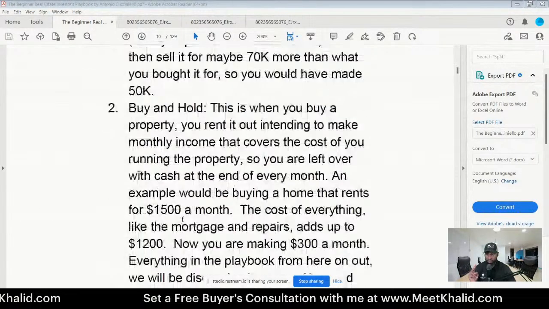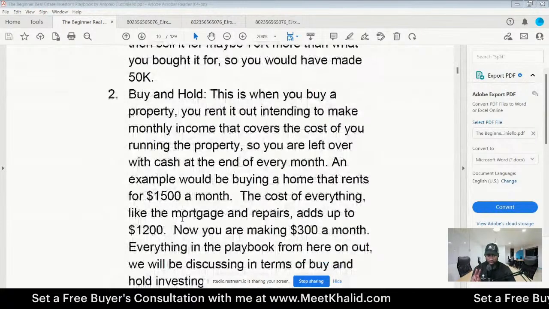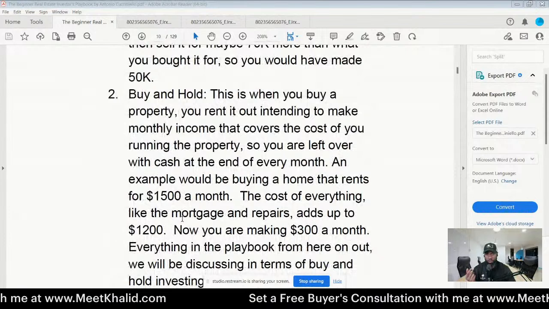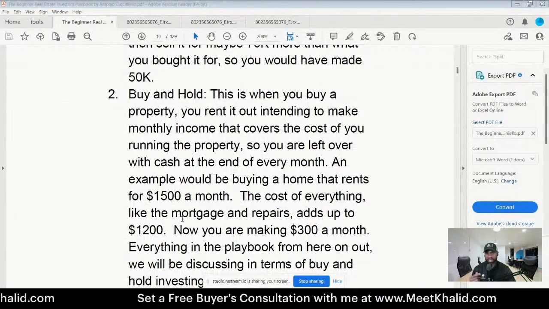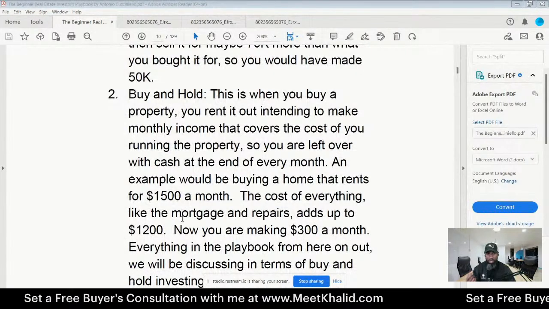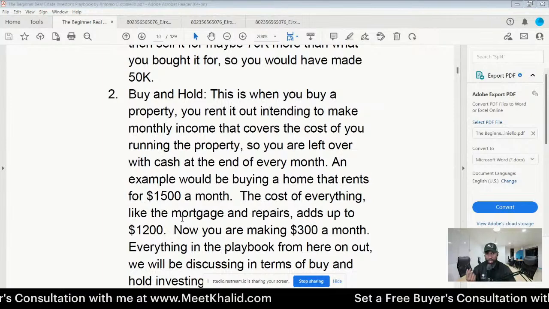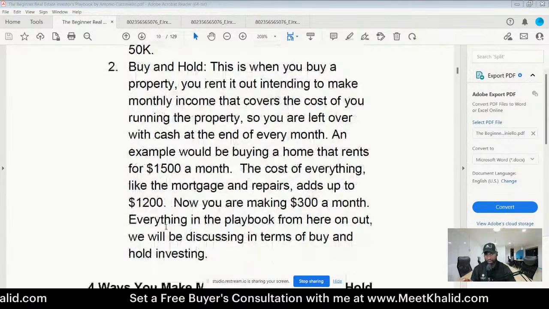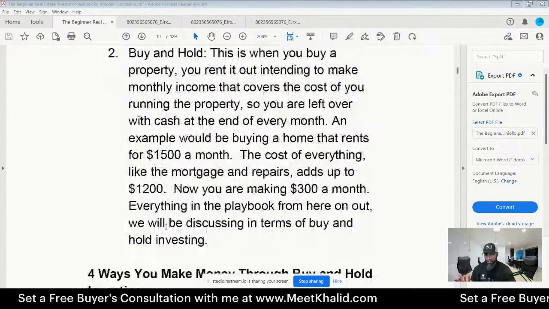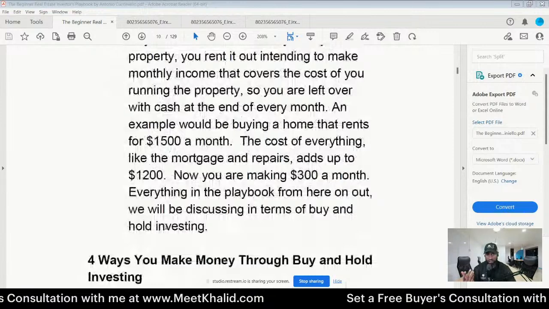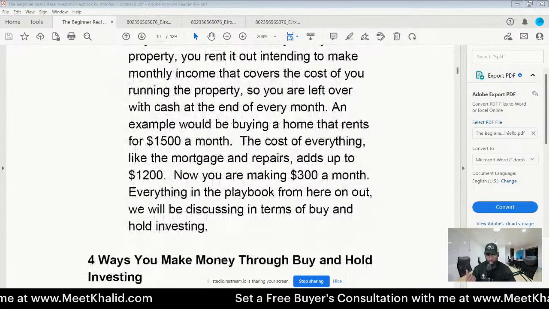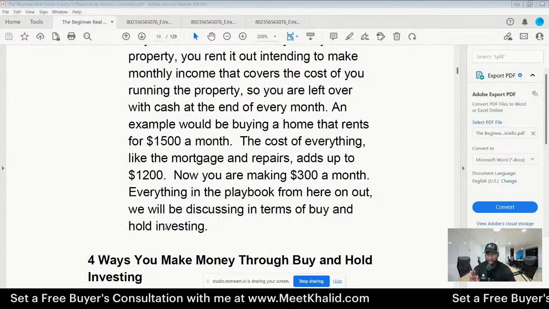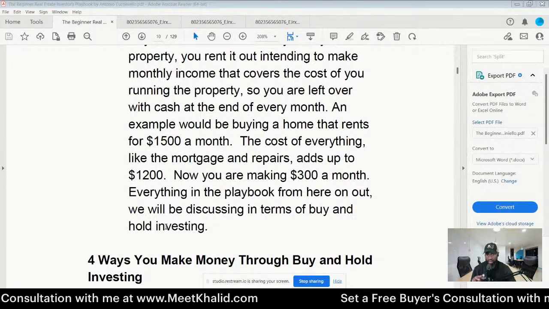The second type of real estate investing, which we're going to focus on, is buying and holding. Now it says this is when you buy a property, you're renting it out, intending to make monthly income that covers the cost of running the property. So you are left over with cash at the end of the month. An example would be a home that rents for $1,500 a month. The cost of everything, like the mortgage and the repairs, adds up to $1,200 a month, leaving you making $300 a month. All right.